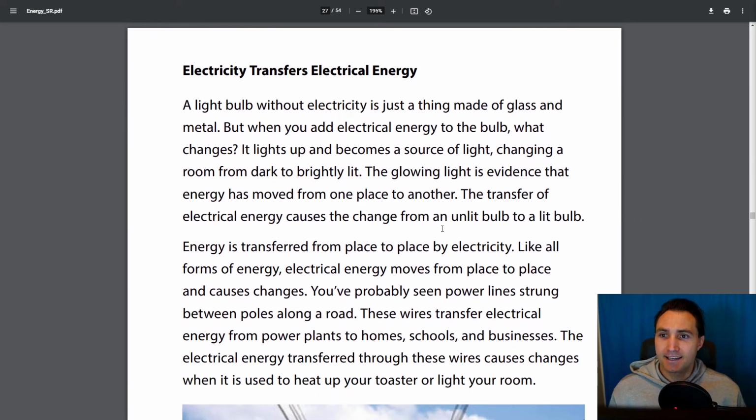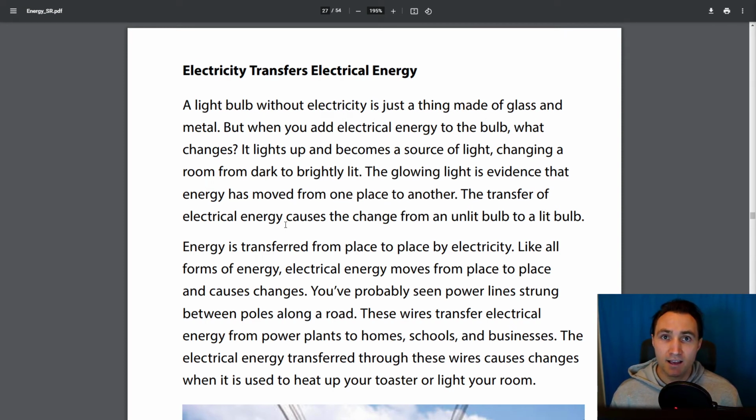All right. Now, electricity transfers electrical energy. So a light bulb without electricity is just a thing made of glass and metal. But when you add electrical energy to the bulb, what changes? It lights up and becomes a source of light, changing the room from dark to brightly lit. The glowing light is evidence that energy has moved from one place to another. The transfer of electrical energy causes the change from an unlit bulb to a lit bulb.